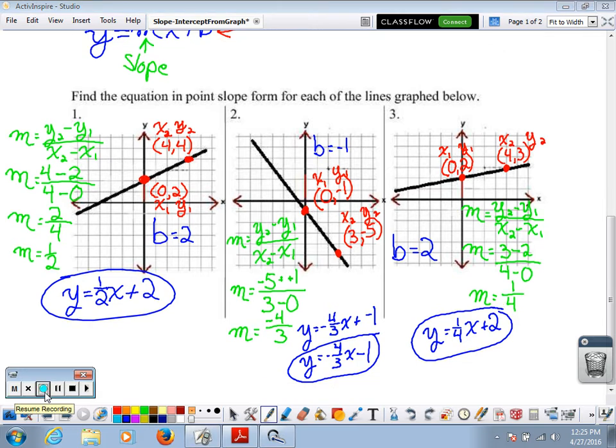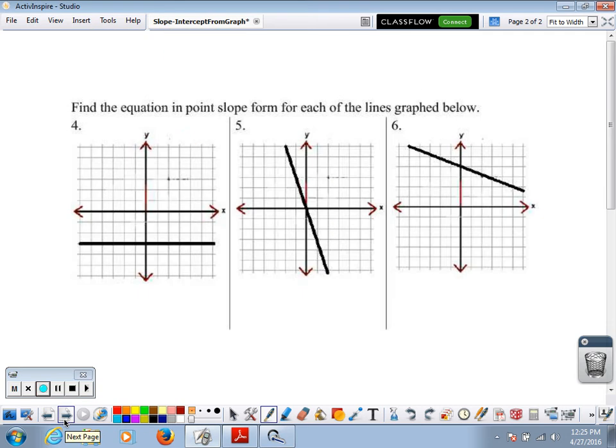All right. Let's keep going here. Let's flip over to the back, and let's look at number 4. Let's follow the same directions. Find the equation in slope-intercept form, not point-slope form. Point-slope is another conversation for another time.